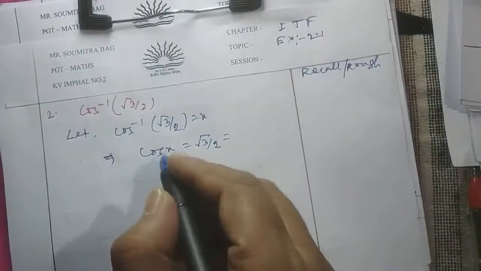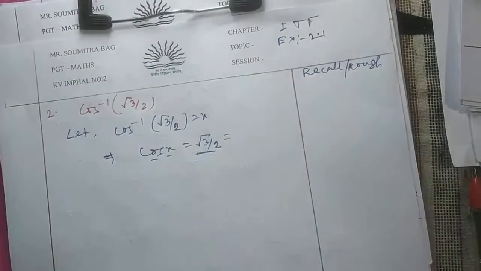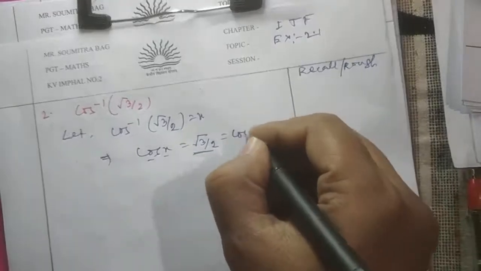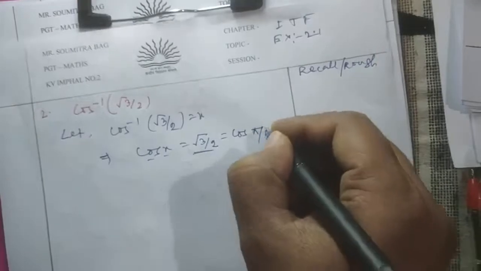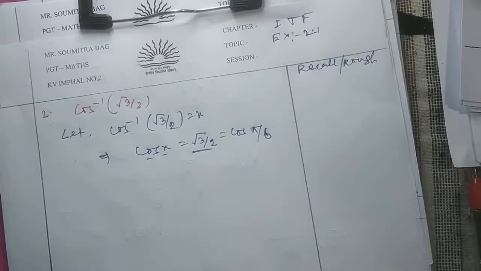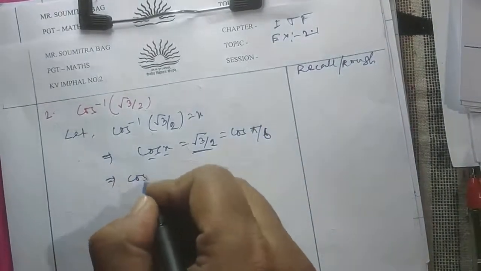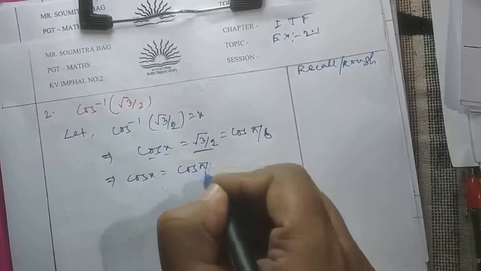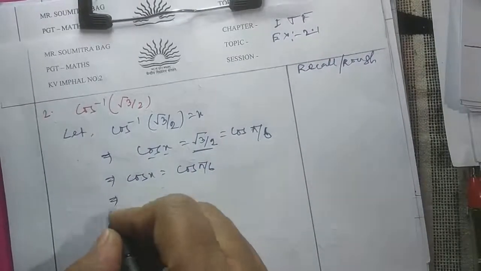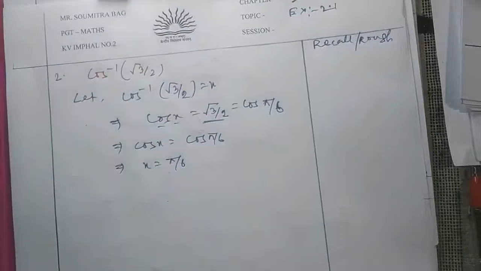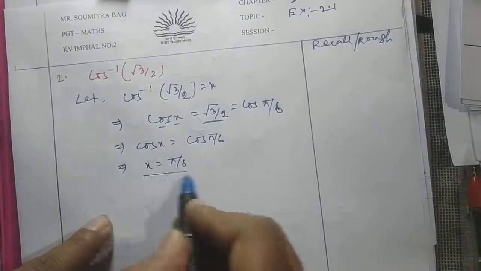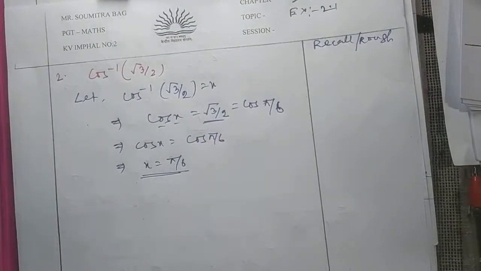Now remember, cos of what angle is root over 3 by 2? Just try to remember the trigonometric table. Similarly, cos 30 is root over 3 by 2. That means it will be cos pi by 6. Correct? So in this way, we are getting cos x equal to cos pi by 6. On comparing both sides, we can say x will be equal to pi by 6. Understood? So ultimately, we have got x equal to pi by 6.